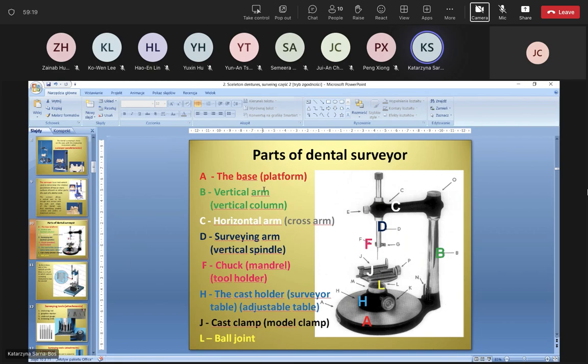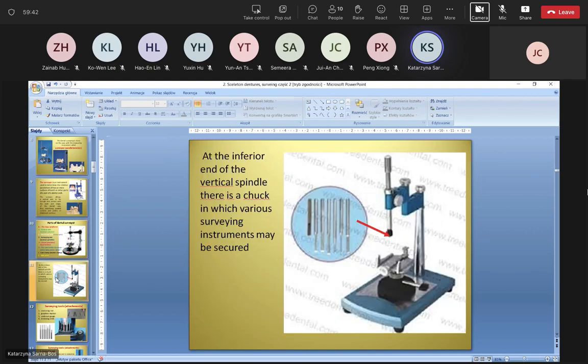Okay, so I hope that you now remember the parts of the dental surveyor. Again: the base, the vertical arm, the horizontal arm, surveying arm, chuck, mandrels, in other words, tool holder, the cast holder, the table, the ball joint, and the cast clamp. At the inferior end of the vertical spindle, there is a chuck in which various surveying instruments may be secured.